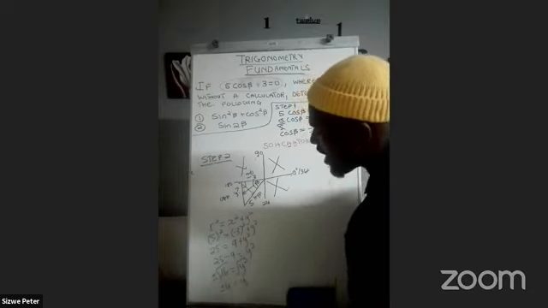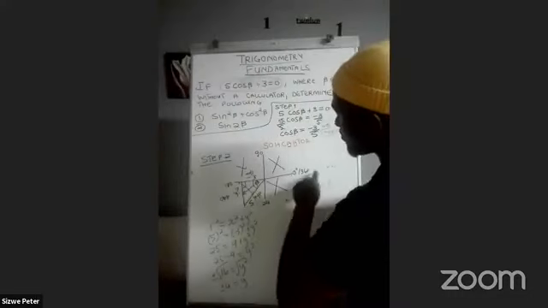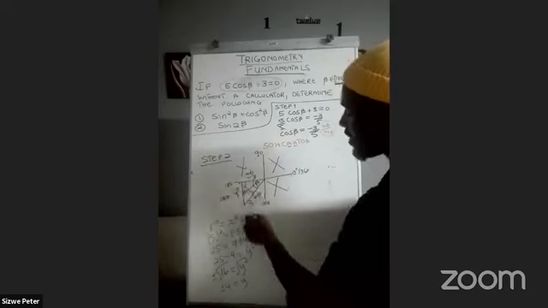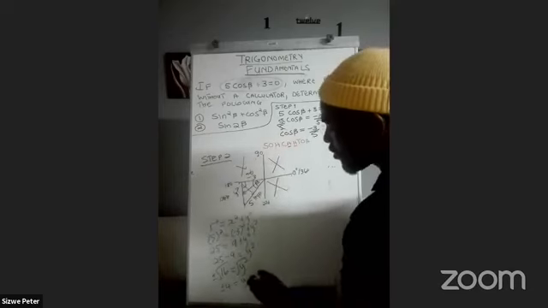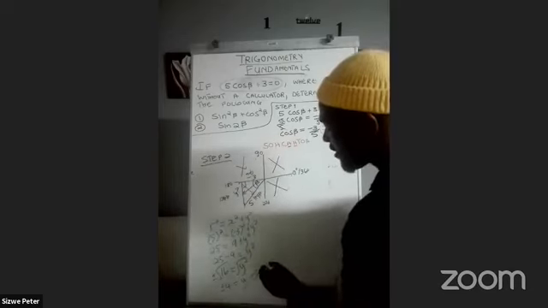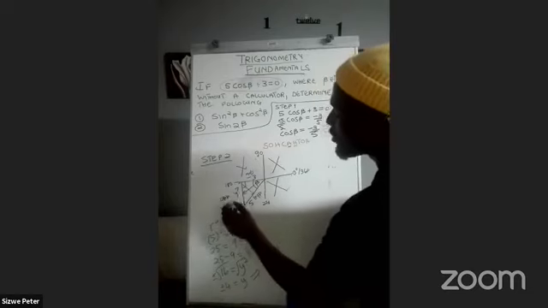So what is my y? Is this y positive or negative? Negative. Everything that is below the x-axis, the y's are negative. So minus 4 is equal to y. Y is equal to minus 4. So you know this is minus 4 now.